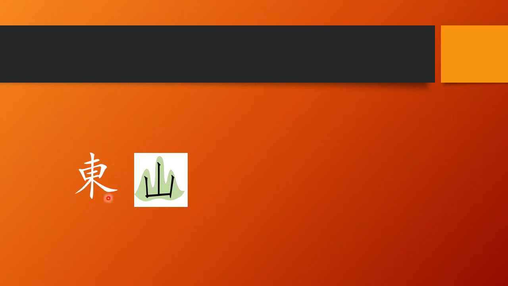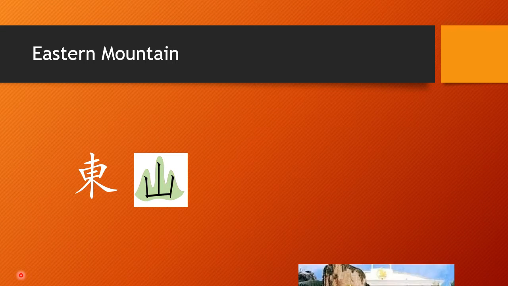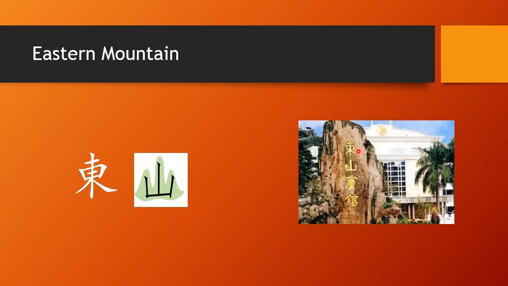Dong, remember? East, Shan, Dongshan, Eastern Mountain. Well, there are lots of places called Eastern Mountain, some districts, some towns, and so on and so forth. And even here you have a hotel called Dongshan. You recognize those? Dongshan Bingguan. So it's a hotel called Dongshan Hotel, and they used it for the signs. They put a picture of the Eastern Mountain. Isn't that interesting?